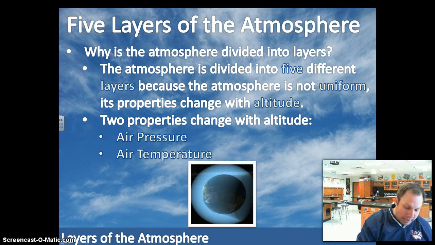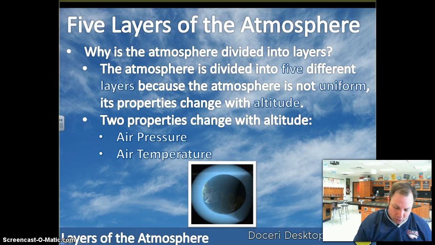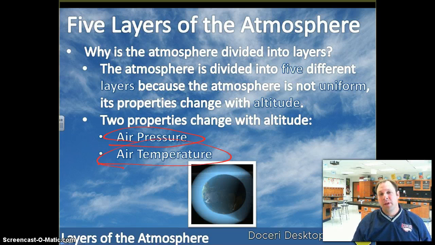Well, we divide these layers up into 5 different sections based upon 2 major categories: air pressure, which is simply the amount of air in that layer, and temperature. The closer we are to Earth, the more air there is, the greater the air pressure. As we get further and further away from Earth, there's less and less air, therefore there's less air pressure.